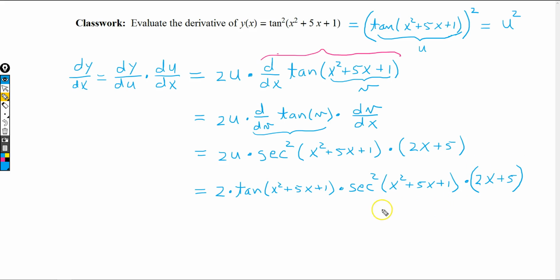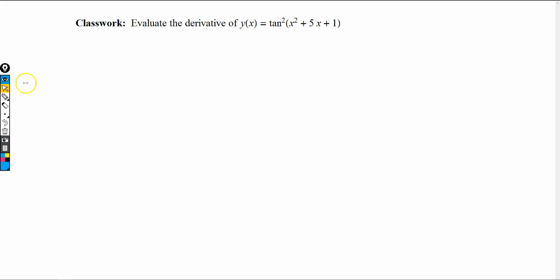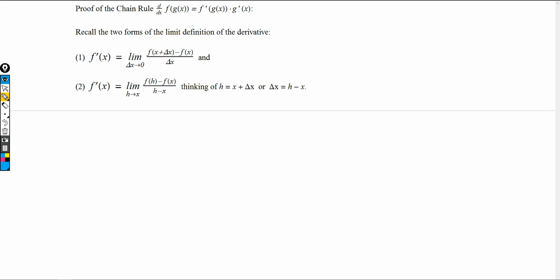And there you go. We have our answer. Now let's take a look at the proof of the chain rule. Now we're going to prove the chain rule, and we're going to prove this form of the chain rule involving the f's and the g's instead of the dy dx equals dy du times du dx. We're going to work with this form.